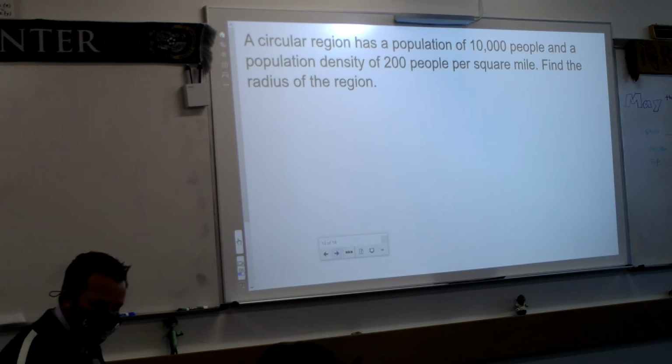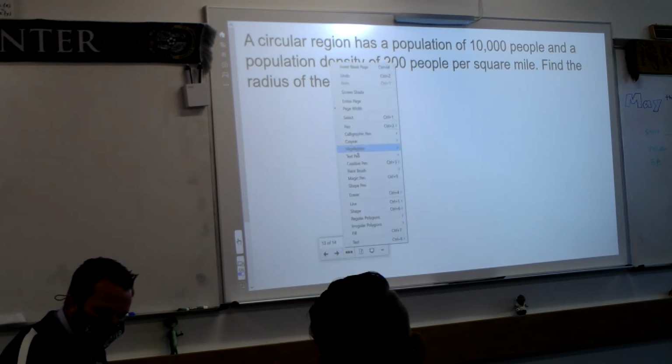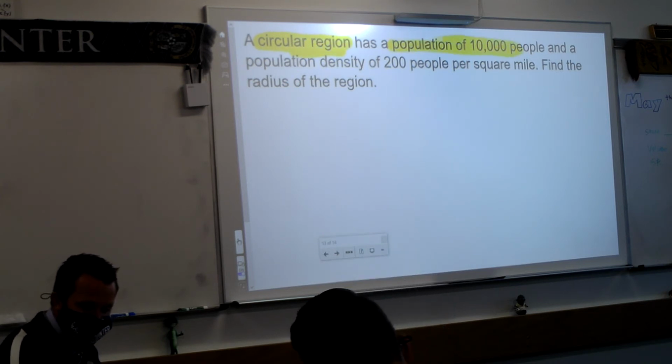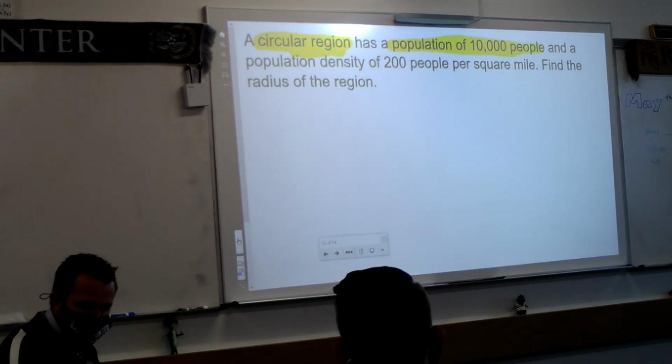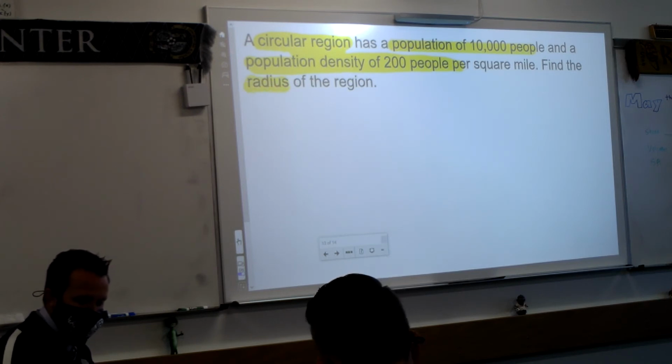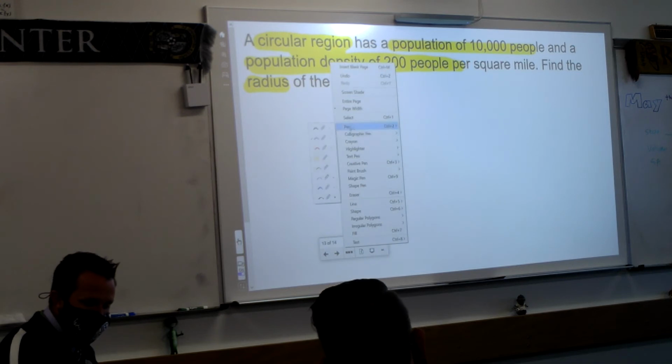So what is some key information? I'm going to go back and highlight some key information. What should I highlight? 10,000. So first off, this is a circular region, okay? The population is 10,000. What else? Okay, population density. And what are we trying to find? Okay, let's start. So I have kind of highlighted the whole thing. But let's go over this.